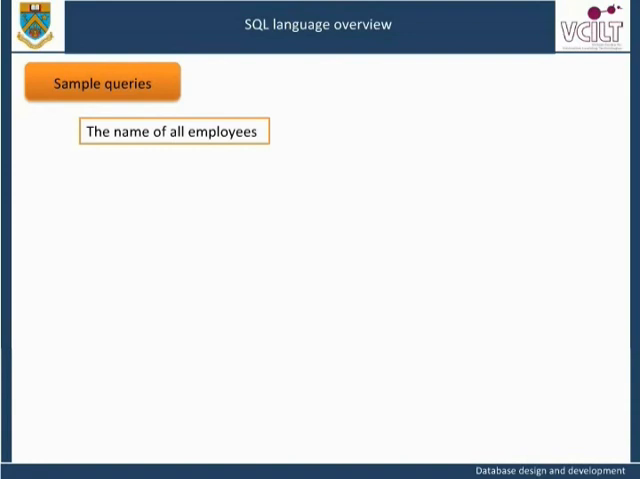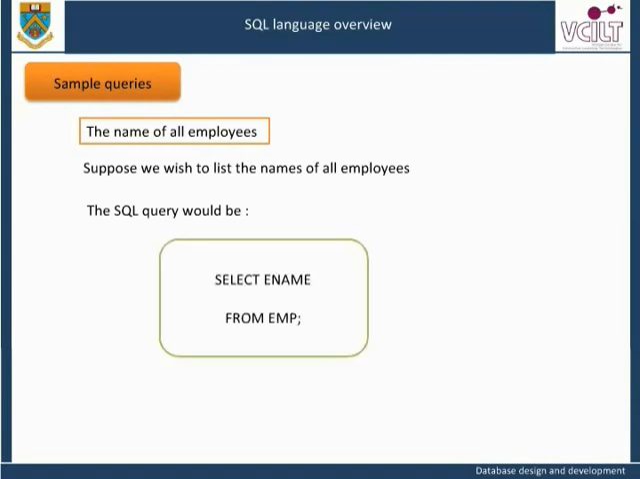The name of all employees. Suppose we wish to list the names of all employees, the SQL query would be select employee name from employee. The single employee name column we wish to see is the only entry in the select list in this example. The employee names are stored in the employee table, and so the employee table must be put after the keyword from to identify from where the employee names are to be fetched.